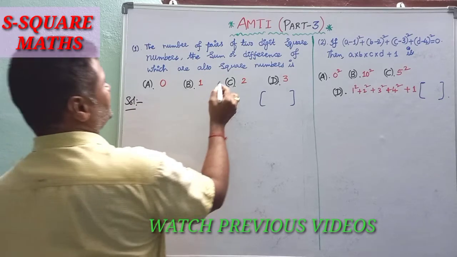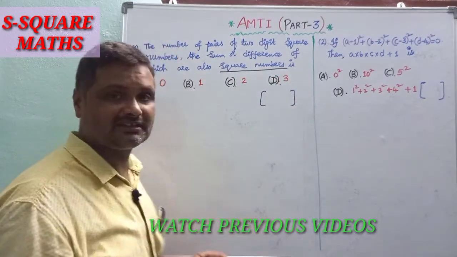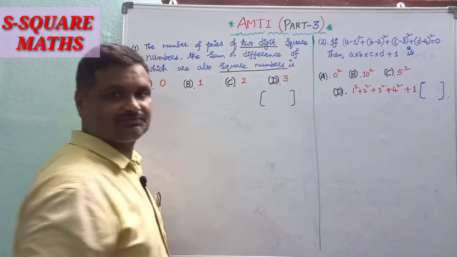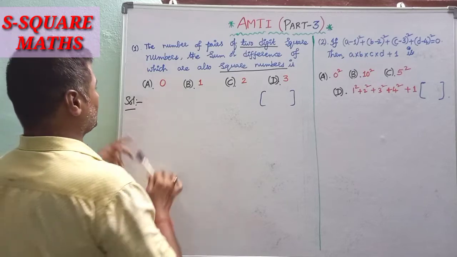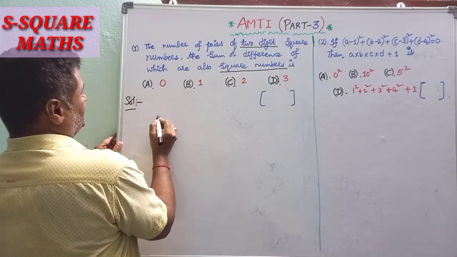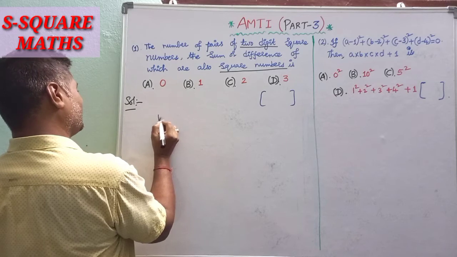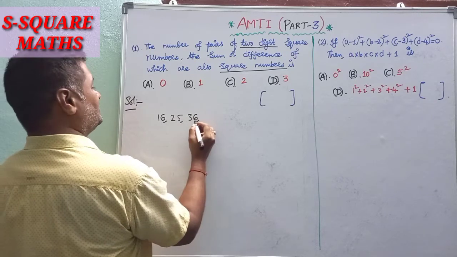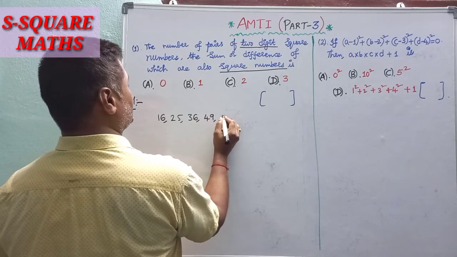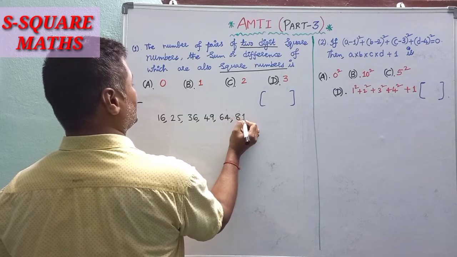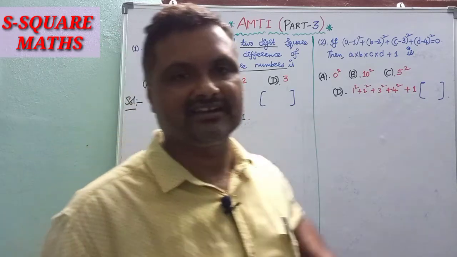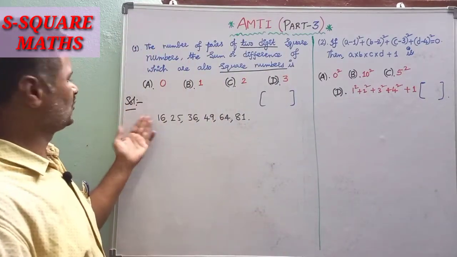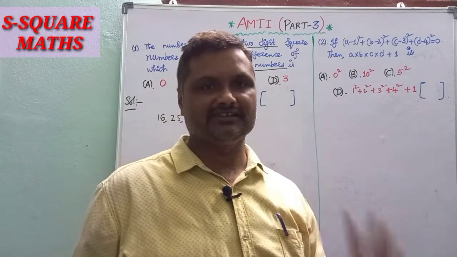The condition is also square numbers. Square numbers are nothing but perfect squares. Pairs of two-digit numbers. Two-digit. Okay. So now list out all the two-digit squares here. Nothing but 16, 25, 36, 49, 64, 81. Next you will get 100. That is a 3-digit number, but they ask for 2-digit numbers. So 1-digit squares also we won't consider.